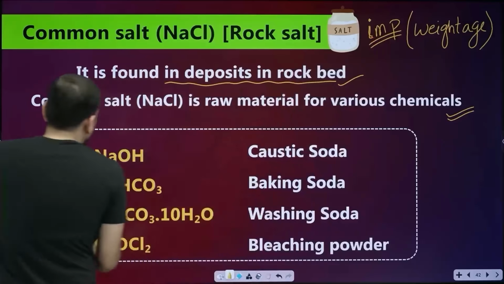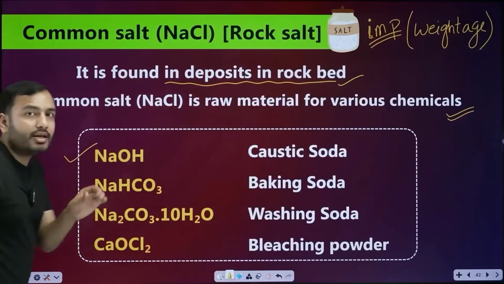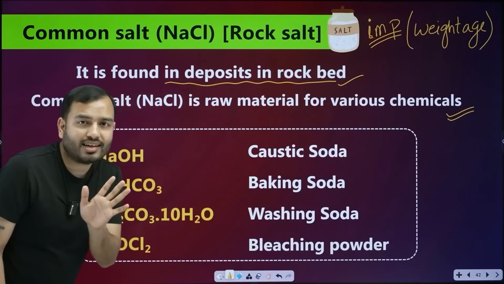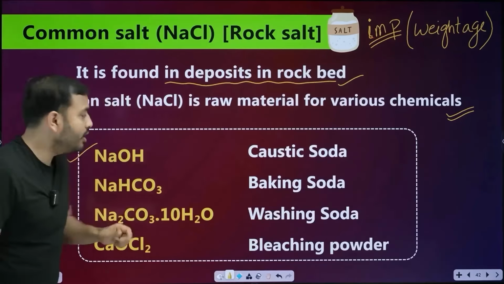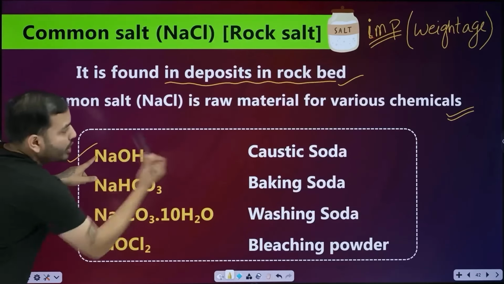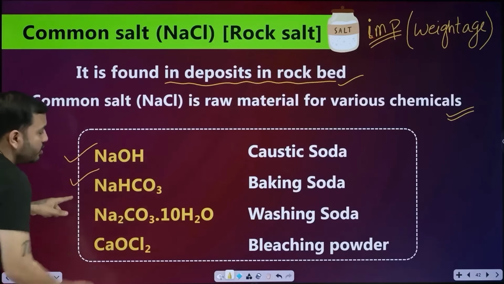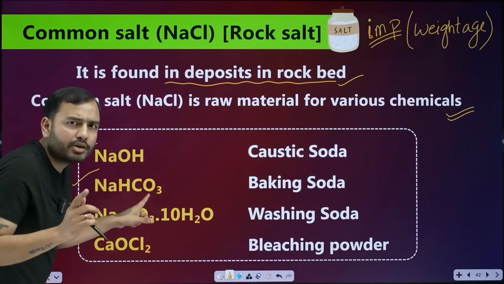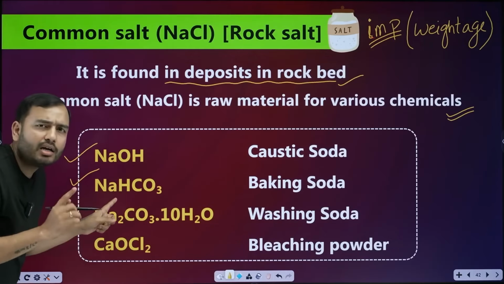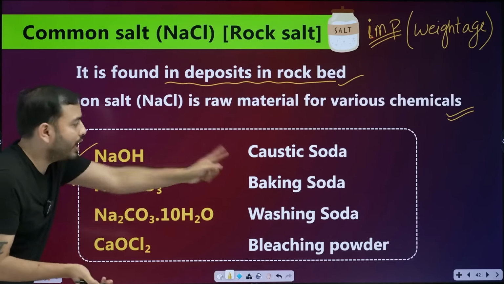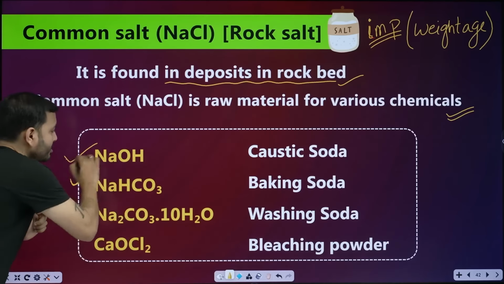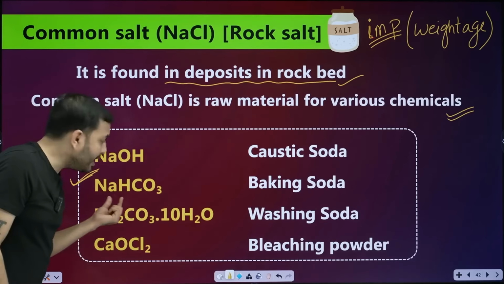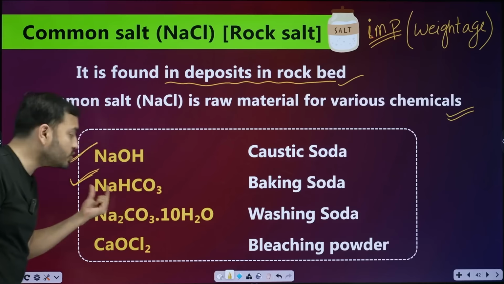Which are the types of chemicals? One, we make NaOH. See, sodium is also called soda in common language. So this name is caustic soda. Another is NaHCO3. Now what is it? This is bicarbonate. Bicarbonate soda. Baking soda. You can remember it like this. Na means soda. This is bicarbonate. So baking soda.